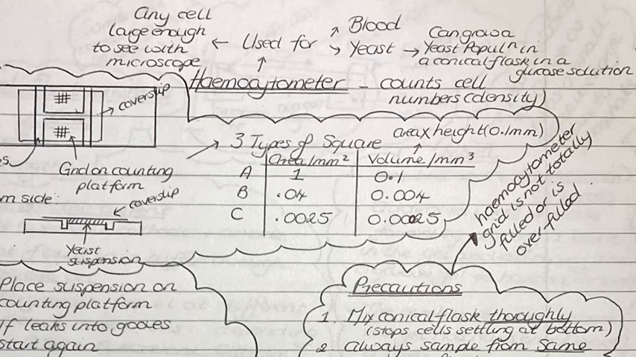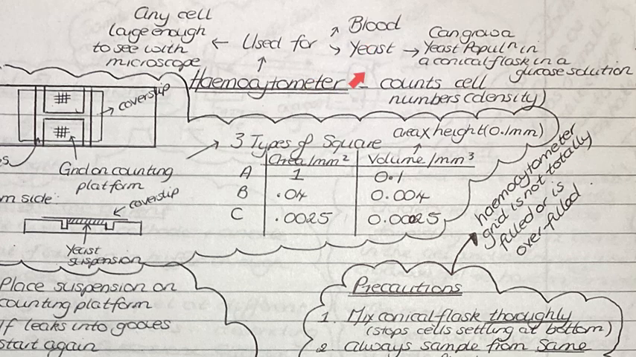Hello, I'm going to talk about how to use a haemocytometer. A haemocytometer is used whenever you want to count the number of cells or estimate the density of cells, the number per cubic millimetre usually. It's used for any cell that is large enough to see with a light microscope. It is used to count, for example, red blood cells or white blood cells.